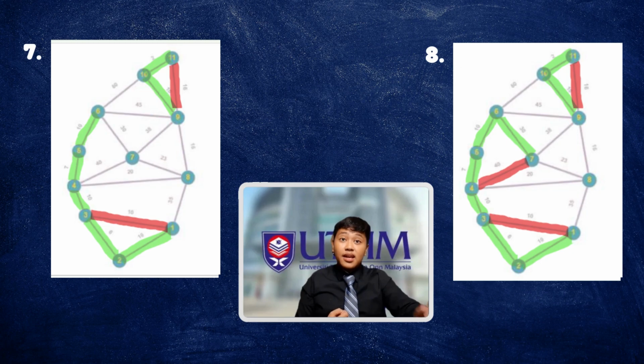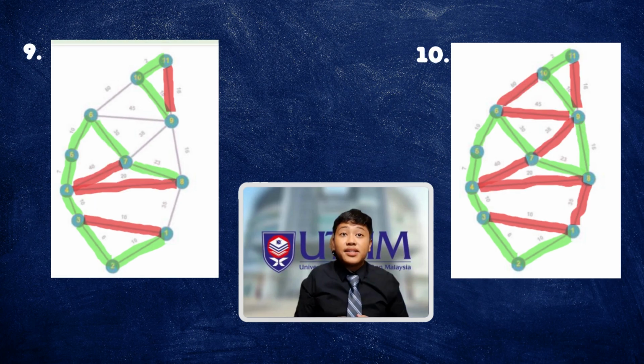The next shortest edge is at vertex 6 and 7. So it is highlighted. We highlight in red the edge at vertex 4 and 7 because the path already exists, so it will cause a cycle if we highlight it with green. The next shortest edge is at vertex 7 and 8. So it is highlighted. The edge at vertex 4 and 8 has been highlighted in red because the path already exists and it will cause a cycle.